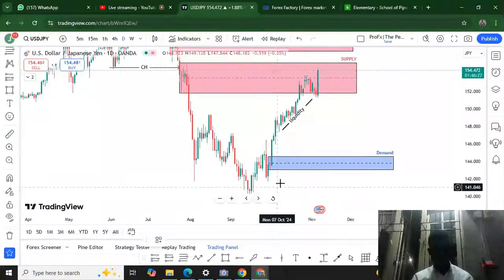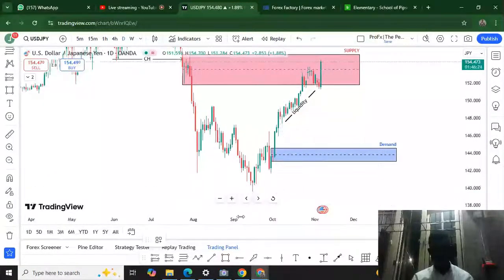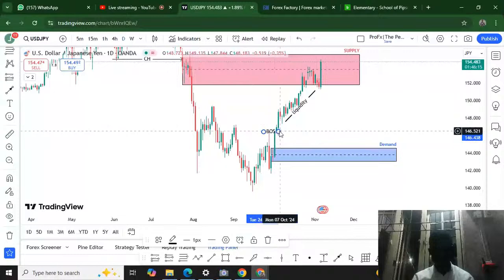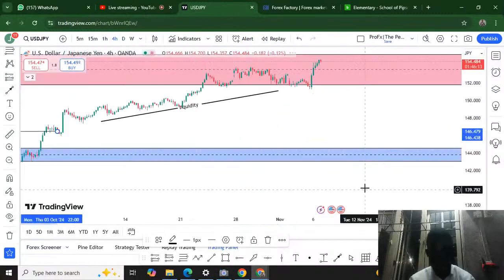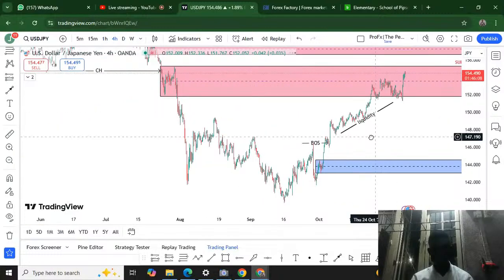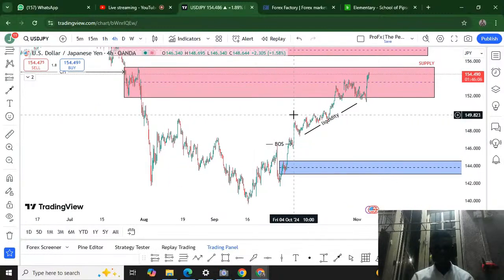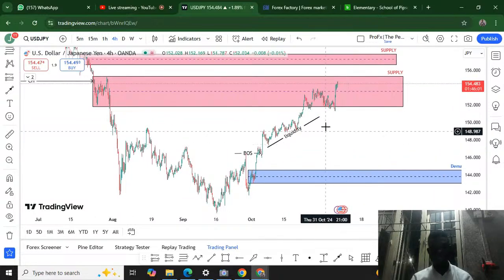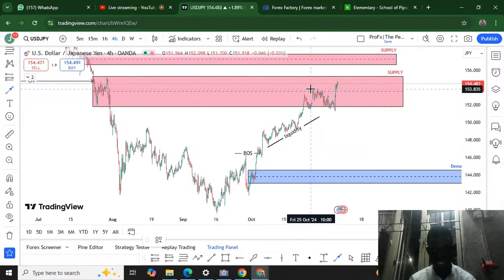Okay? Because this is the break of structure that we have that hasn't come back to be filled properly. So on these 4 hours, you can see after this break of structure, there was no proper retracement. Okay, so what I'm perceiving is we take out.